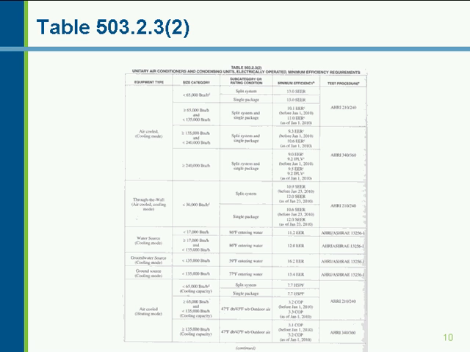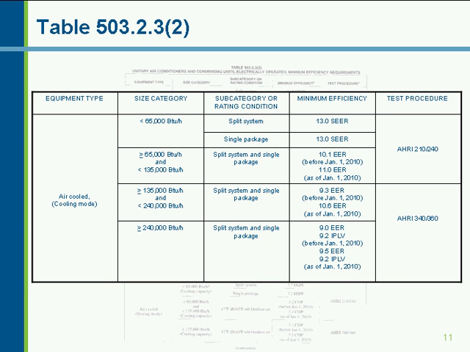This is an example of one of the tables, 503.2.3.2, for unitary air conditioners and condensing units. As you can see, it lists the equipment type, the size category of the equipment, the subcategory of the equipment, and the efficiency requirement.